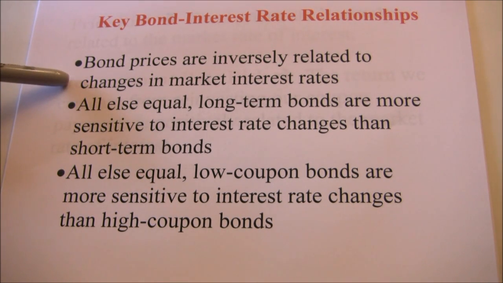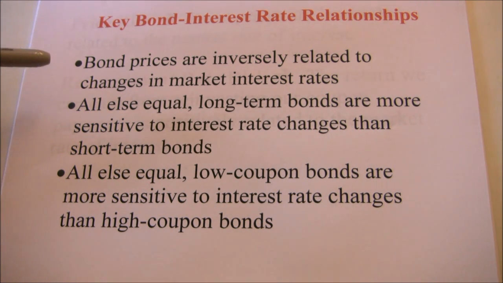So one of the fundamental concepts of bonds is that they're going to move in the opposite direction of interest rates. You want to hold bonds in a declining interest rate environment. Bonds are less attractive in a rising interest rate environment. Now, it's more than just the inverse relationship. There are two other important concepts. One, all else equal, long-term bonds are more sensitive to interest rate changes than short-term bonds. So a 20-year bond is going to go up more when interest rates drop, and go down more when interest rates increase, than maybe, say, a 5-year bond.